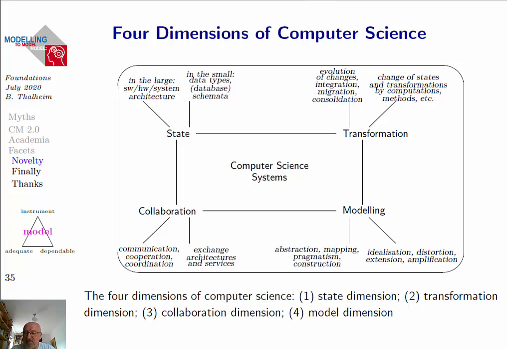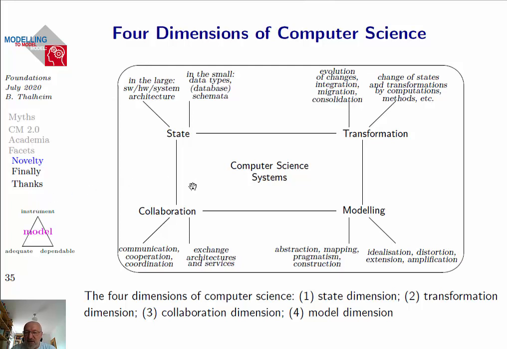Of course, in this case we have again the whole transformation in the small and in the large, as evolution of changes, maybe, or as the changes of states, maybe by rules or by computations. So in this case we have at least the two classical aspects. Another aspect came in when the computers have been really applied in practice. So in this case we should consider collaboration.